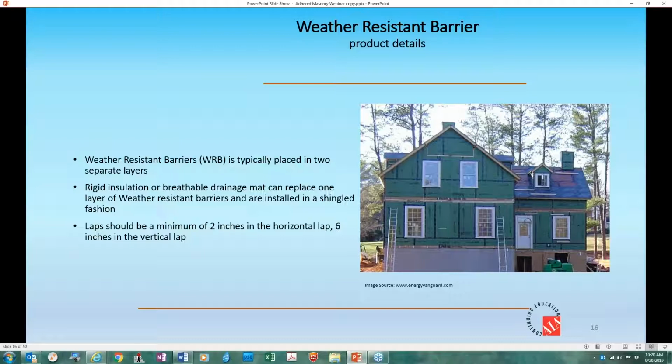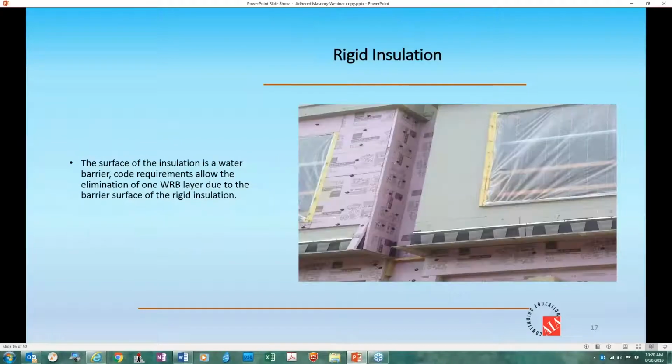Commercial air and water barriers, both roller applied and membrane, are also used under adhered masonry veneers, and they perform very well with no issues. There's no reason to pick one over the other.